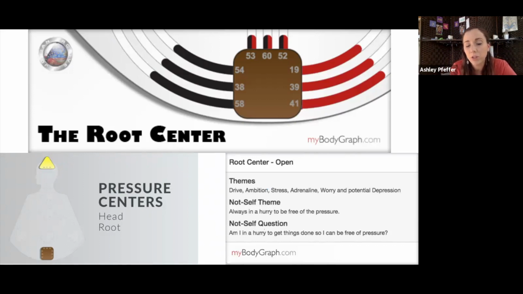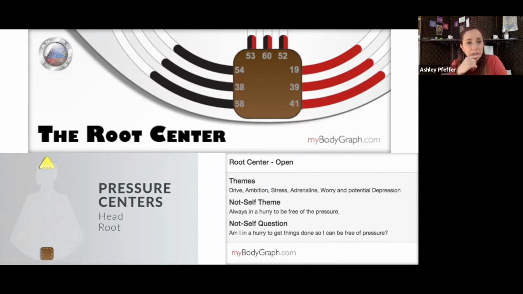So again, drive, ambition, stress, adrenaline, worry, and potential depression. Anybody who has an open root center, you are experiencing stress at a higher level than a lot of people, because again, remember I said anything that's open, you're experiencing it 10 times more than other people.